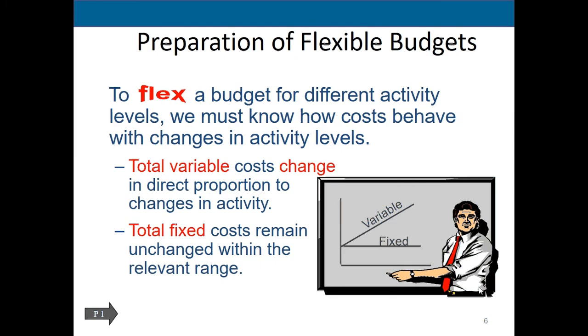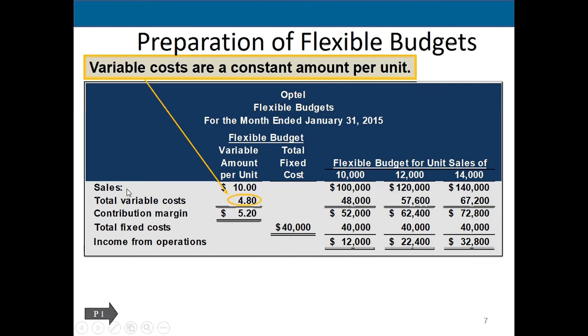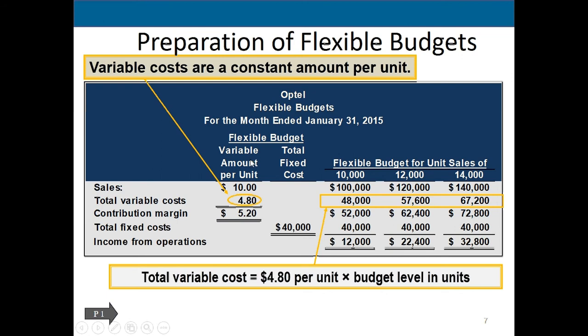So let's look at what happens in a flexible budget. In order to do this, we need to understand once again how costs behave. It's very important that we understand the difference between variable and fixed cost. Remember that variable is going to go up in proportion to changes in activity, most likely sales, and fixed costs will remain unchanged within any relevant range. So what happens when we flex a budget is that we want to get things down into their unit cost level if we can.